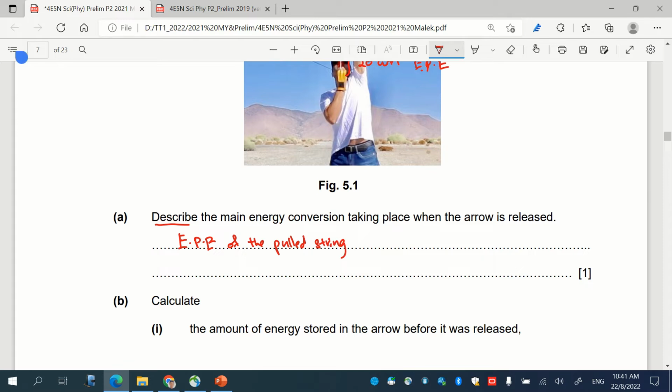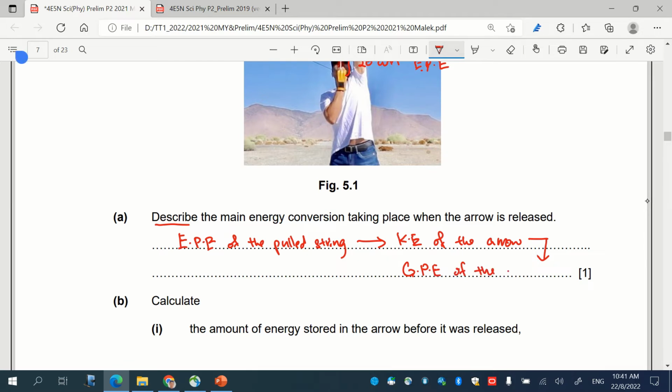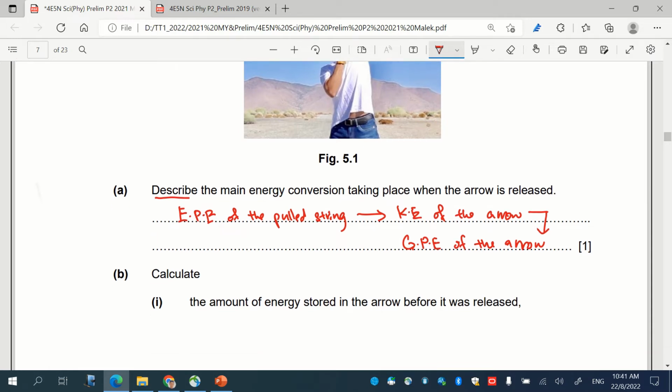So upon release, it will be converted to what? The arrow flies off. So that is converted to kinetic energy of the arrow. And as the arrow flies further and higher up, it gains gravitational potential energy. So from KE, to gravitational potential energy of the arrow. Okay, so this is how the energy conversion will be.